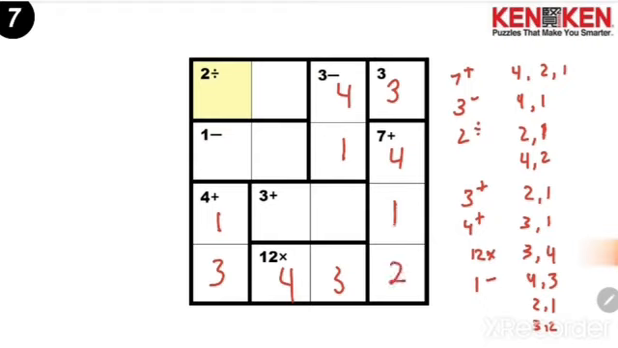1 minus, that's so many combination. 3 plus, this is also one combination only. So 1 and 2. Actually, I cannot put 3 here. Kasi lock na yung 12 times. 4 and 3 sa 12 times. So 3 and 1. I have to adjust 7 plus again. 4 and 1. And adjust this as well. 4 and 1.